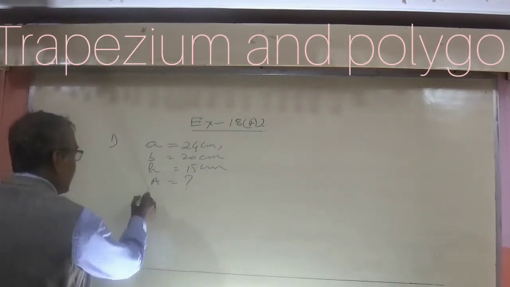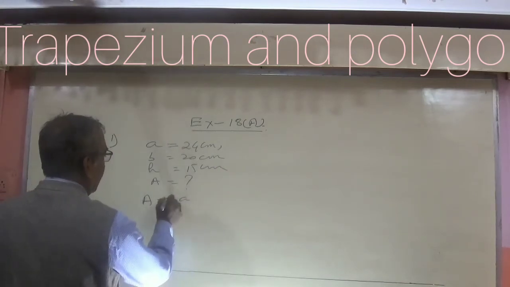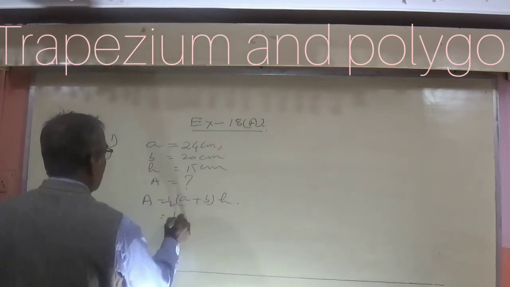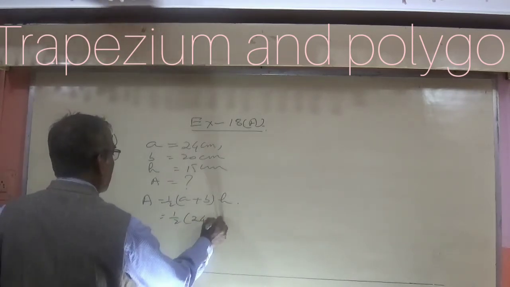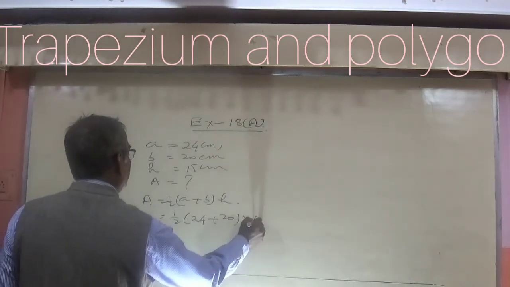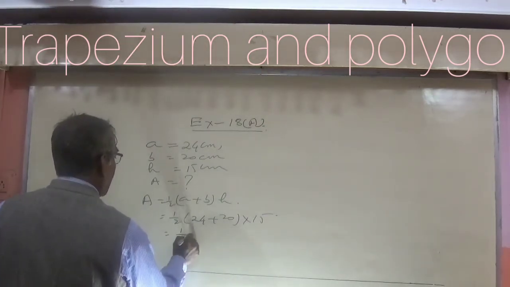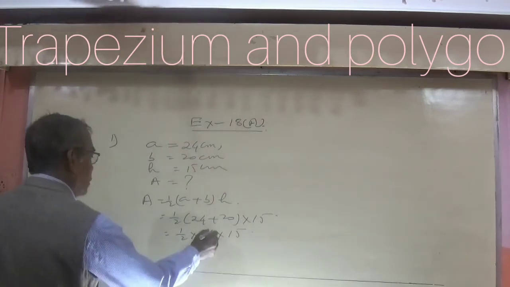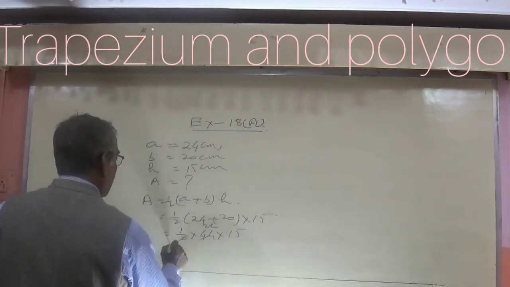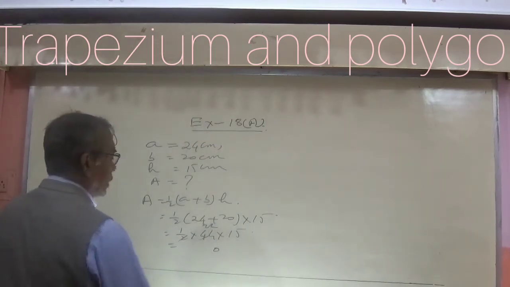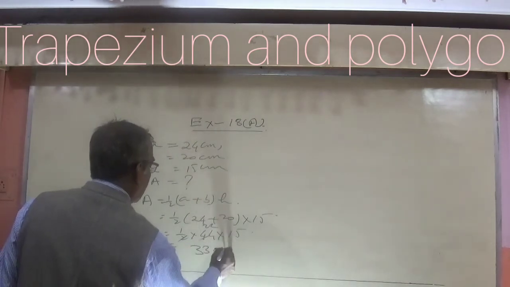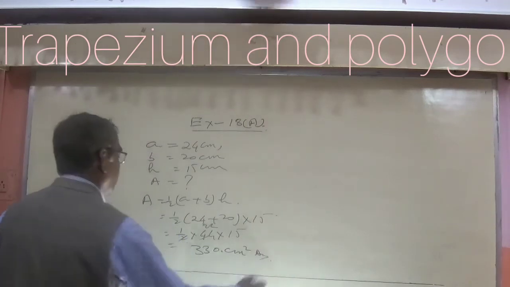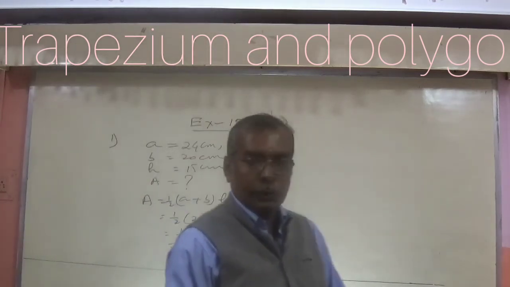And I have explained what the area's formula is. Half into A plus B into H, which is equal to half into A is 24 plus 20 into H is 15, which is equal to half into 44 into 15, which is equal to 22 into 15, which is 330 centimeter square. Whatever the unit, you have to write that unit. This is one of the answers. Okay, I think it is clear.